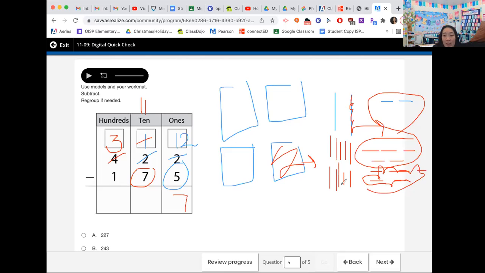Now we can subtract 7. So I'm gonna subtract these 5 and then 2 more here. So we have 3 reds and 1 blue. What is 3 plus 1? 4. 11 minus 7 equals 4.